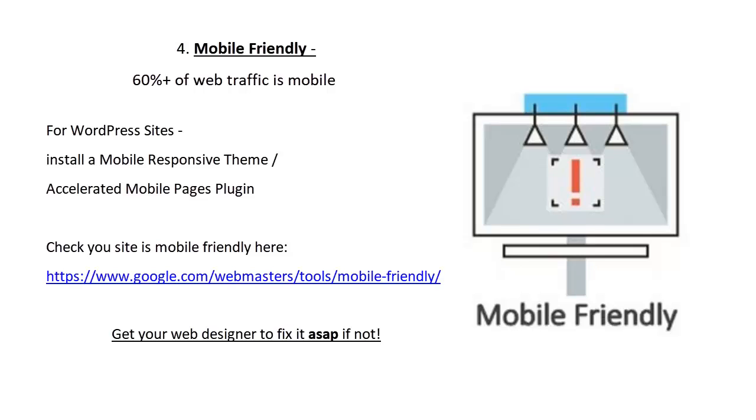4. Mobile friendly. 60 to 65% of online traffic is now from mobile devices, so your site must be mobile friendly. Again, it's something that Google now takes into consideration when ranking your site, so if your site isn't mobile responsive, they just won't rank you as high in the results.